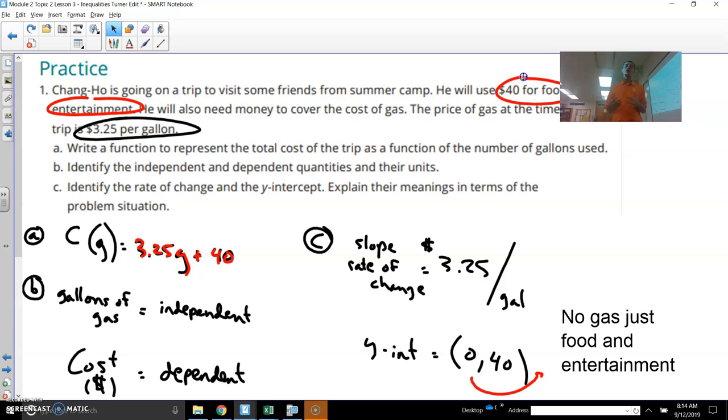The rate of change, this is always going to go up in increments of 3.25 because that's the idea of the variable part. Number of gallons is the independent, and so that is going to be going up by the same increment every time. That 40 is kind of a constant that we're going to live in. And so our y-intercept is (0, 40). That assumes that he doesn't really drive at all. He just buys 0 gallons of gas, and he's just going to spend $40 on food and entertainment.